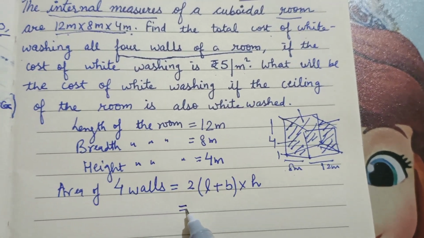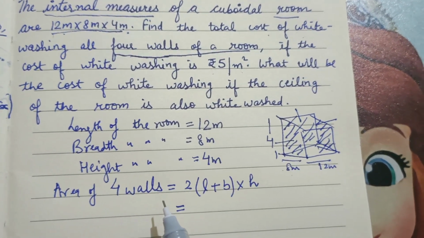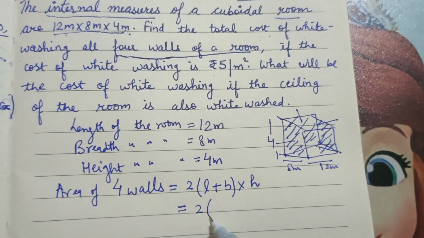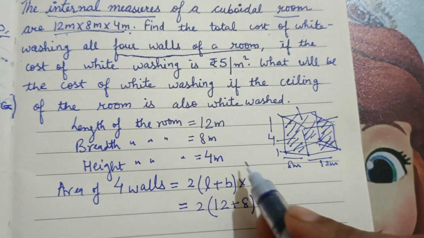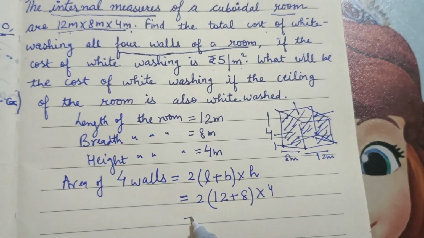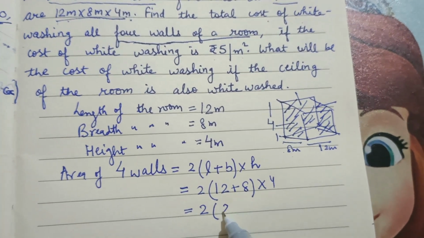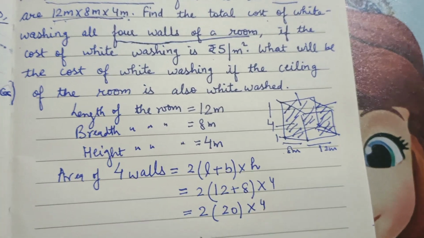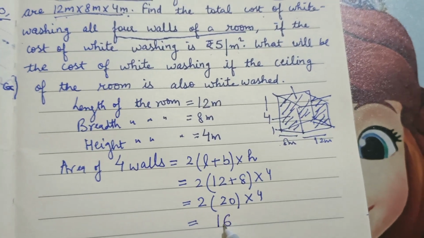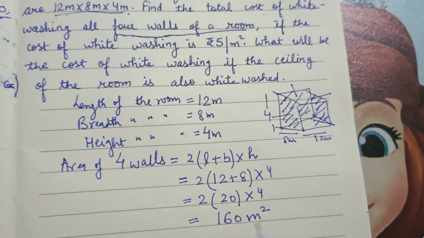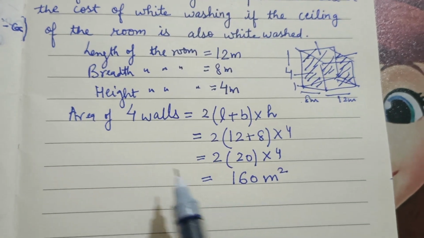Now we are going to put in the values, because according to the question we are finding the area of the 4 walls. So 2 times (length 12 plus breadth 8) into height 4. Firstly we solve the bracket according to BODMAS. 12 plus 8 is 20, multiplied by 4 is 80, and 2 times 80 is 160 meter square. So this is the area of the 4 walls which need to be whitewashed, right?